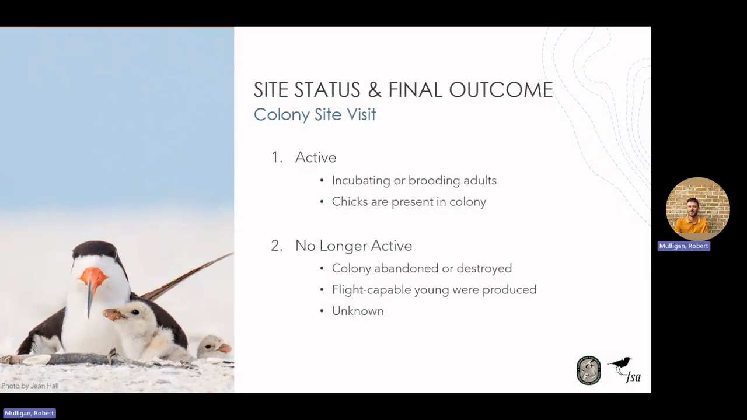No longer active is when the colony has ended and there are no longer any nests or chicks left in the colony. Report a colony's final outcome as successful if at least one flight-capable chick was produced from the colony, or failed if the colony was abandoned or destroyed before producing any flight-capable young, or unknown if the colony is gone and you're not sure what happened.